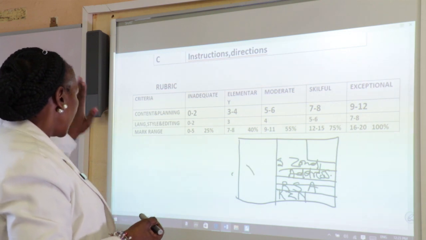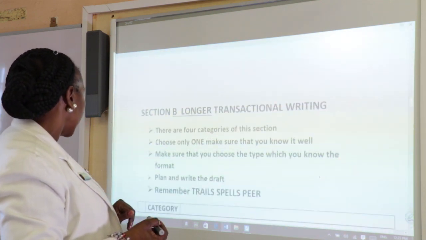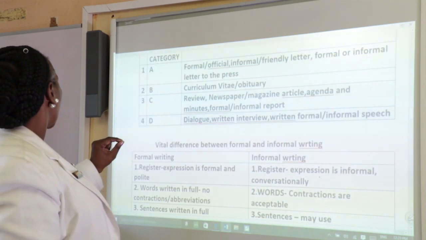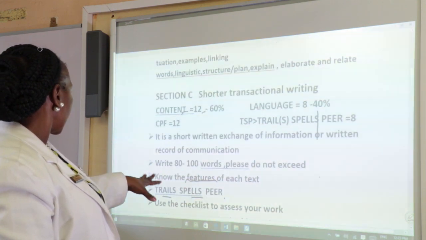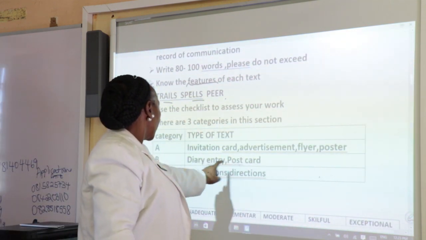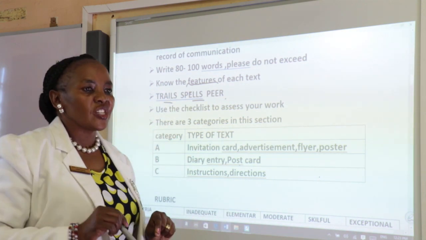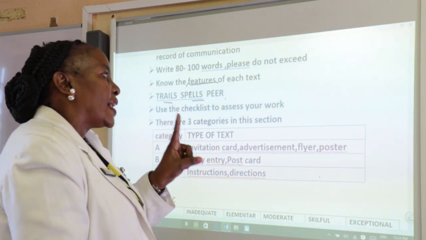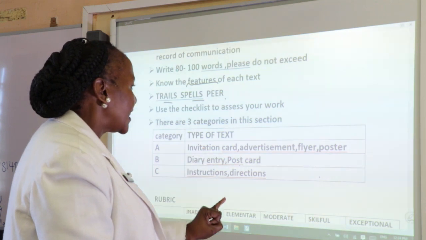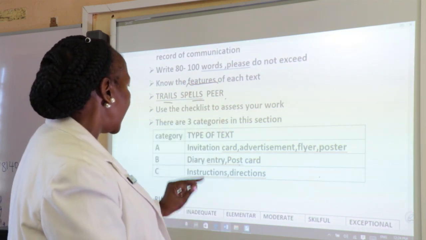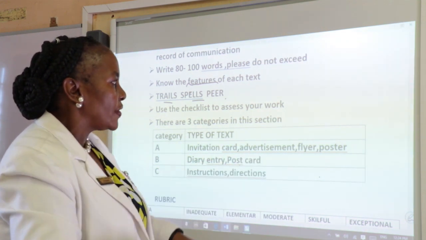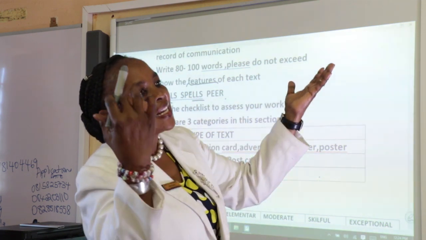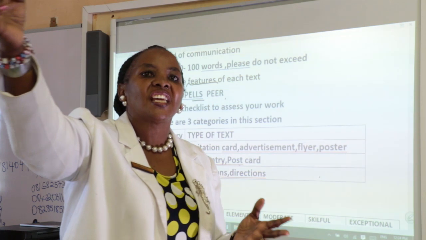Remember, with the postcard, no, this is category B. With the postcard, it goes with a diary entry. A diary entry, please, colleagues, emphasize that if it is one diary entry, there'll be one, a day and a date, dear diary, and the candidate will write. And remember, this is very personal. It's about I, me, myself. It's not about he, she, they are.